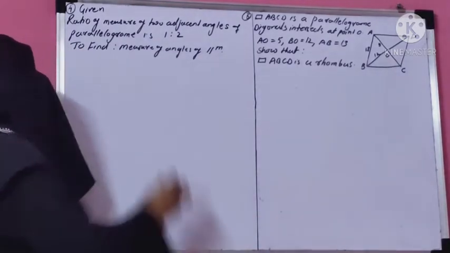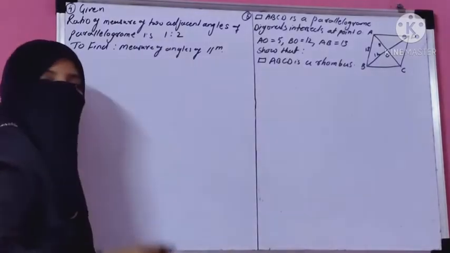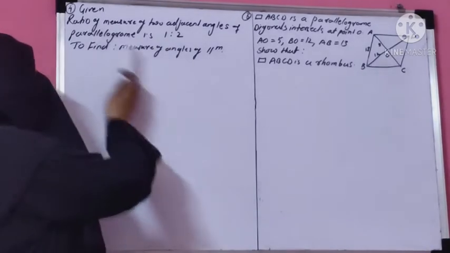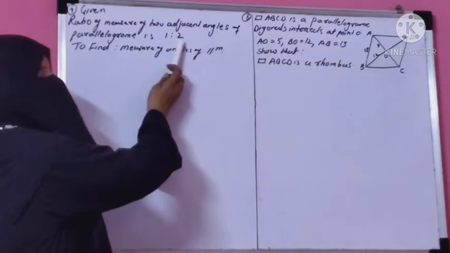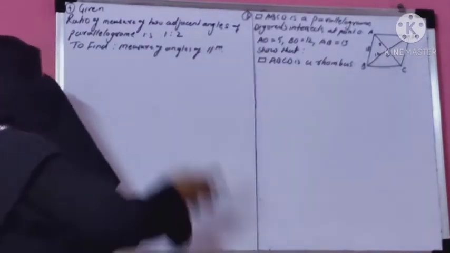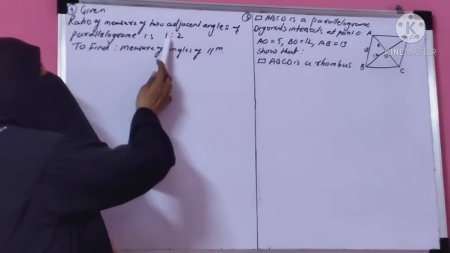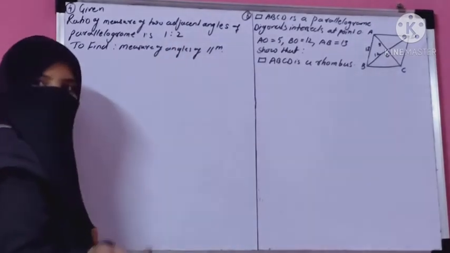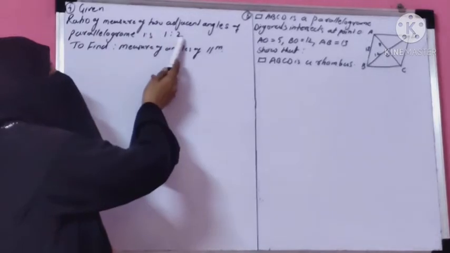We have discussed that adjacent angles of a parallelogram are supplementary, but here the adjacent angles are in a ratio. To separate them from the ratio, we have to take one common multiple. So let the two adjacent angles of a parallelogram be x and 2x, okay. So it's x and 2x.